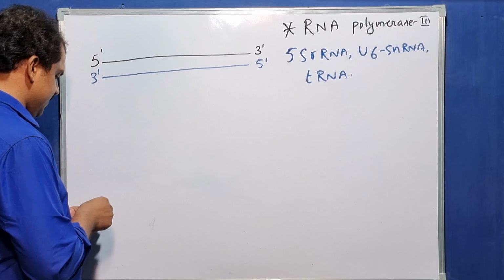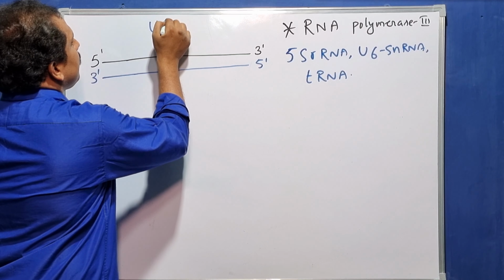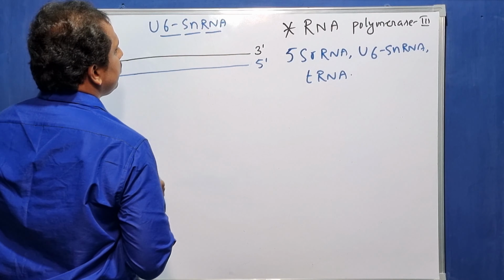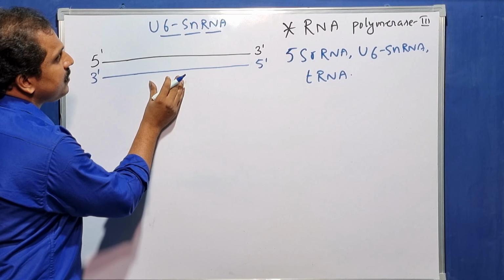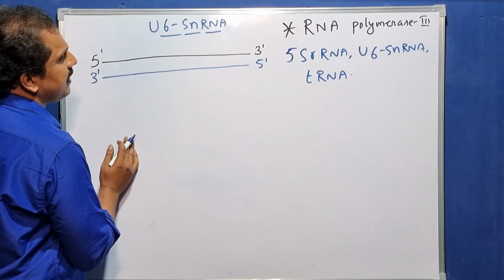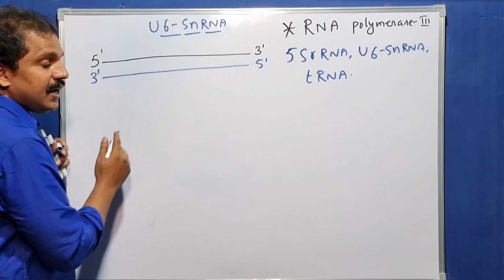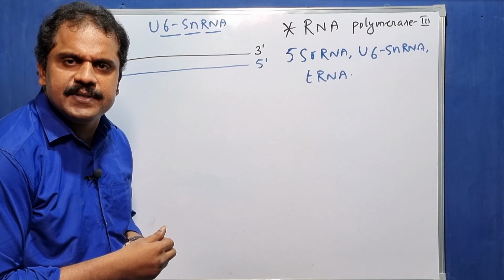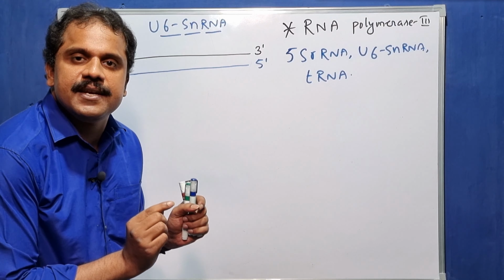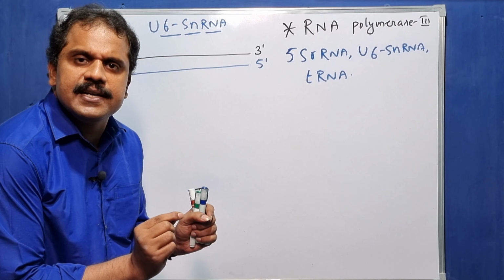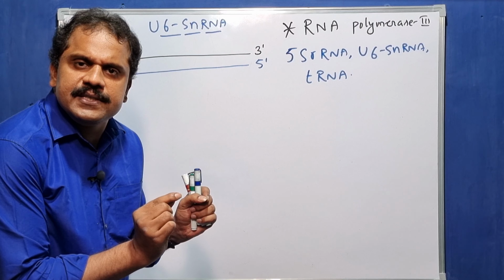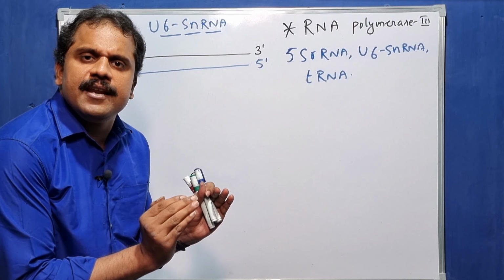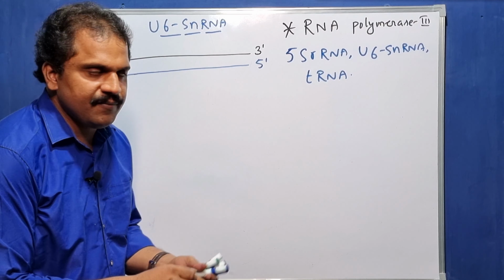So let me write it here. U6 snRNA. Here is the specific promoter region which is responsible for the successful expression of U6 snRNA. Unlike the 5S rRNA promoter and the tRNA promoter, here the transcription start site won't remain at the upstream site. Instead, the transcription start site remains at the downstream site, whereas the specific promoter region remains at the upstream site. Is it clear?